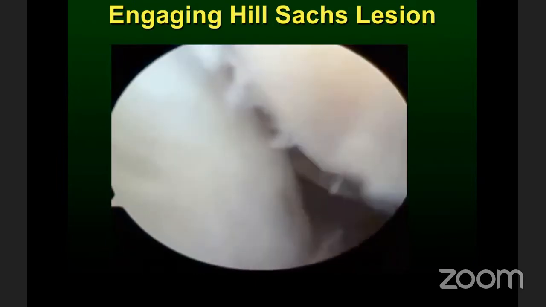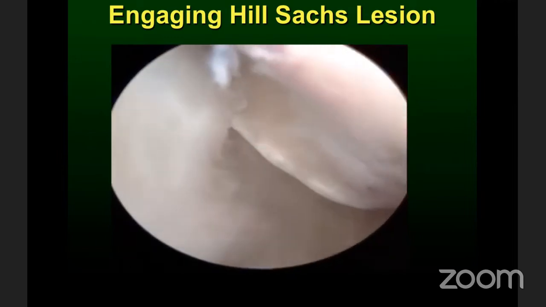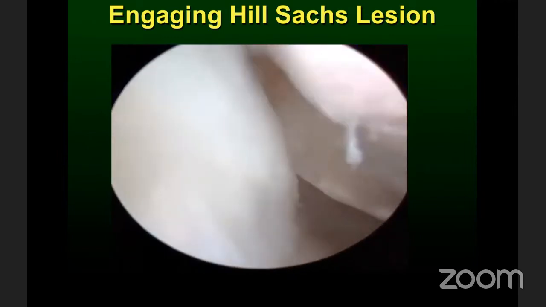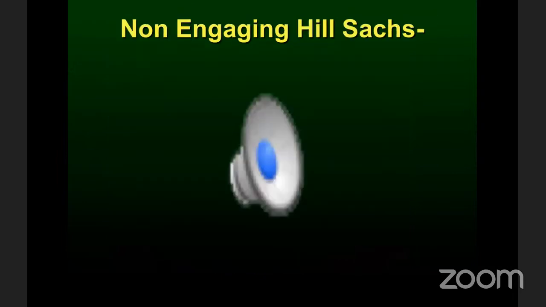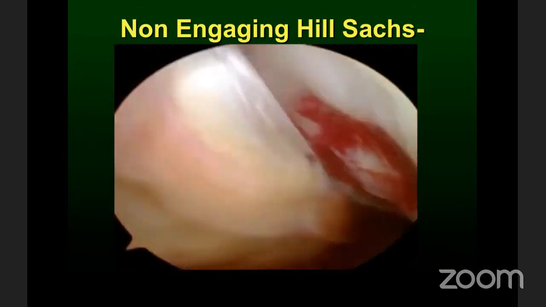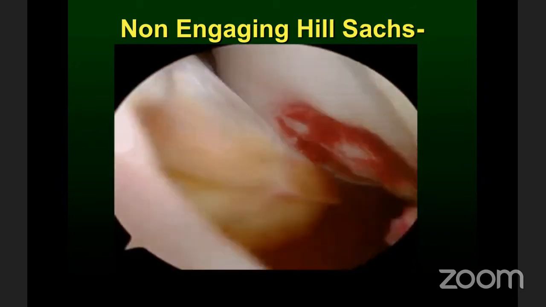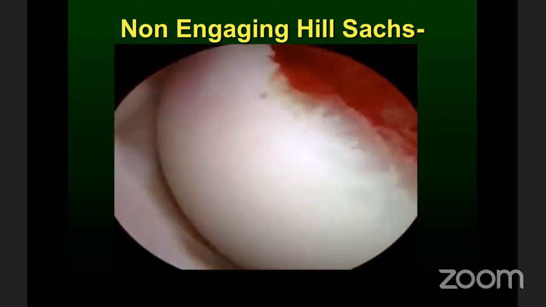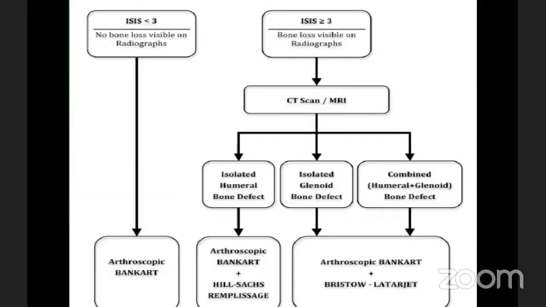Then there is an engaging and non-engaging Hill Sachs lesion. This concept, again, Jody Baer was the one who popularized it. Does all the Hill Sachs engage? Not necessarily. Some Hill Sachs do engage, but some never engage. As you can see here, in the non-engaging Hill Sachs, although there is a humeral head bone loss, a compaction fracture of the humeral head due to the primary dislocation, it is not stretched enough to cause the continuous engagement of this Hill Sachs in clinical practice.